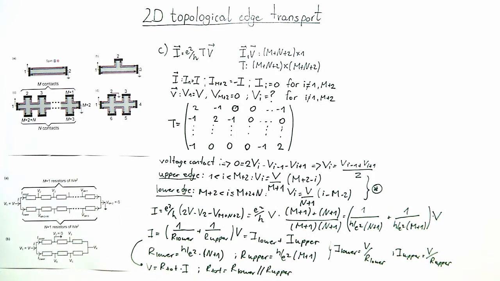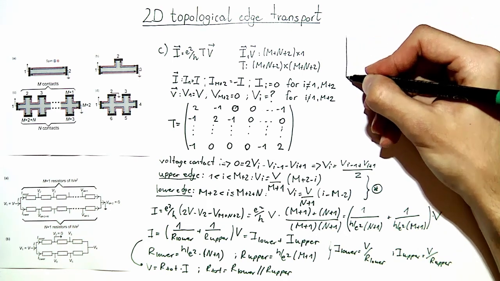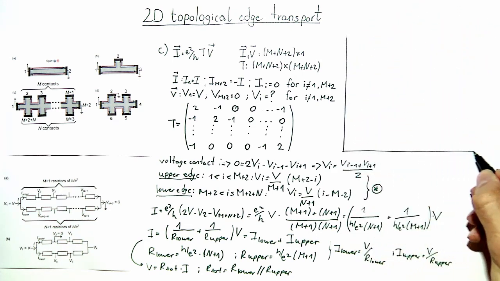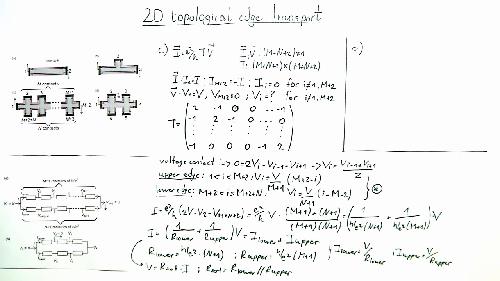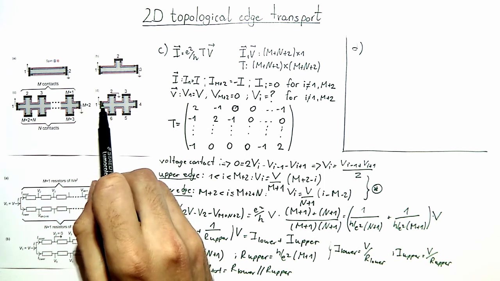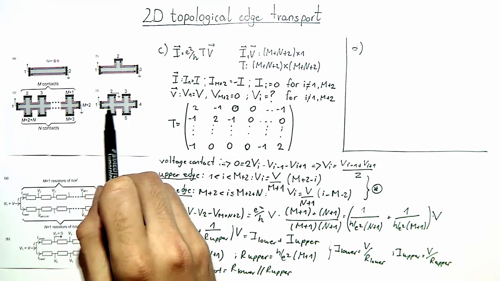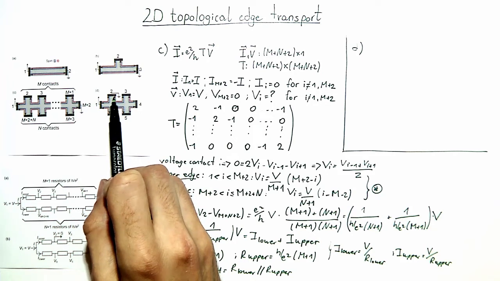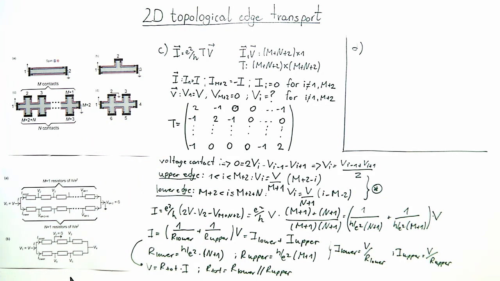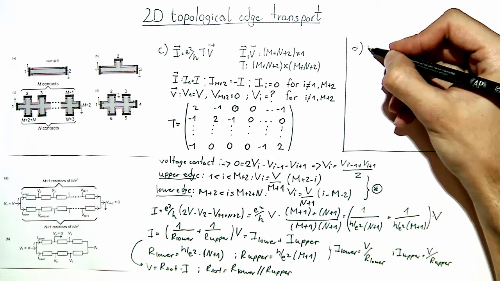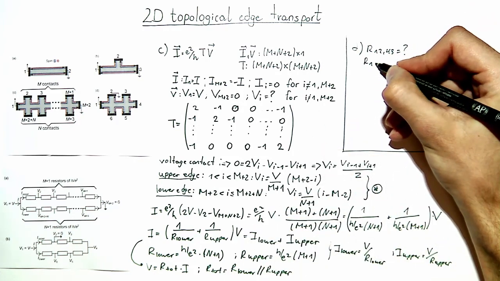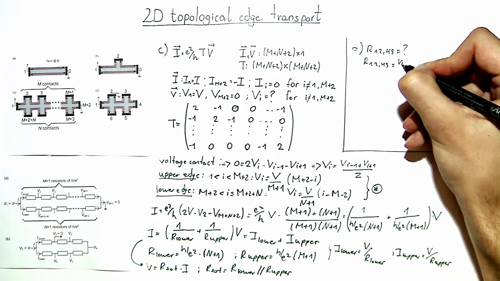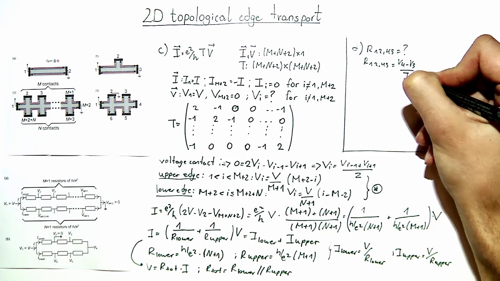So let's say we want to look at problem D. In problem D, we have a six terminal device, and we inject the current at contact one, where contact two is grounded. And what we want to calculate now is R_{12,43}. So that would be, by definition, this voltage difference, V4 minus V3, divided by the injected current.